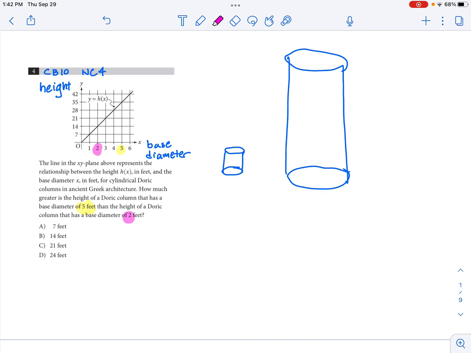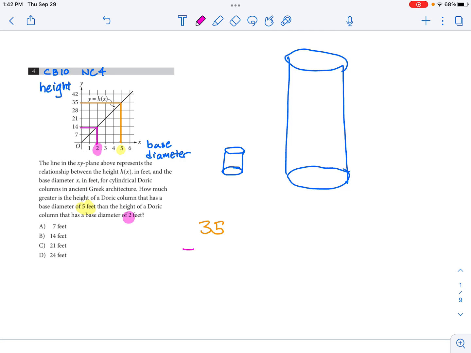So what we do is we take that 5 feet and we put that into the x-axis. Then we figure out what y value we have associated with that. So for a 5-foot base diameter, we've got a height of 35 feet. And then for a 2-foot base diameter, that's associated to a height of 14 feet.